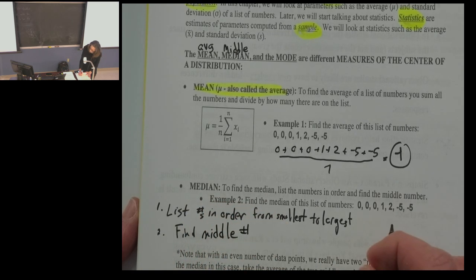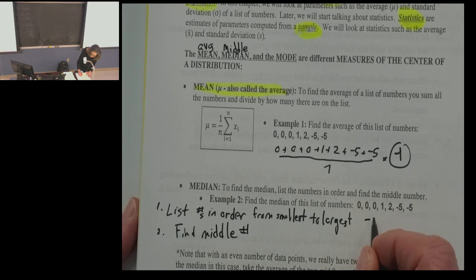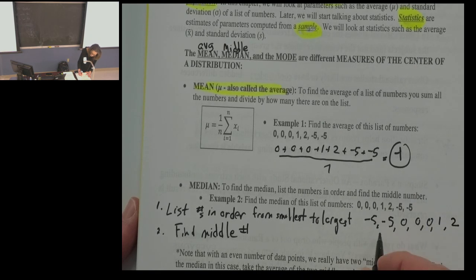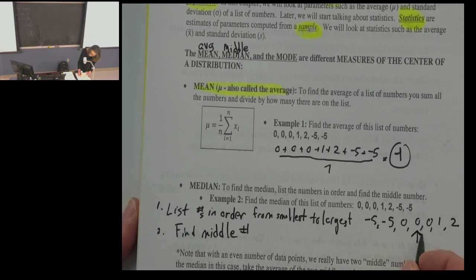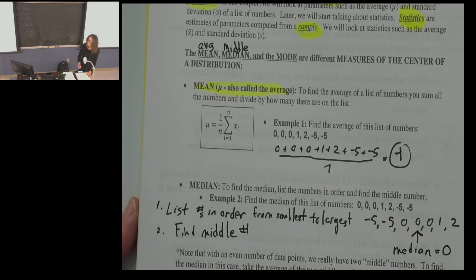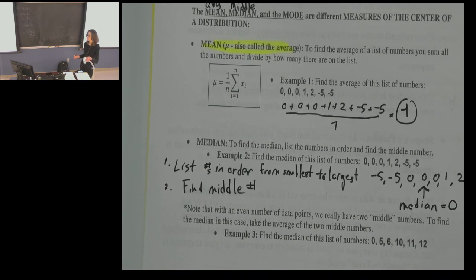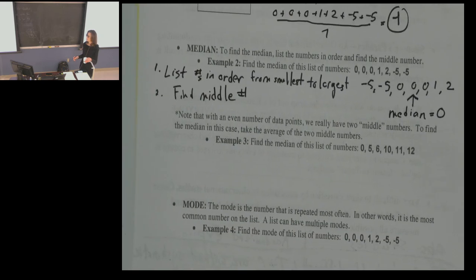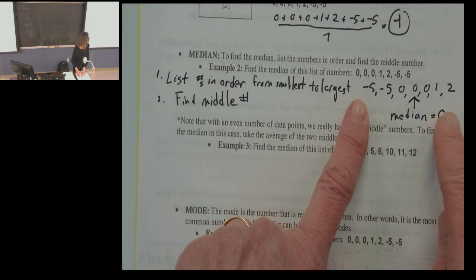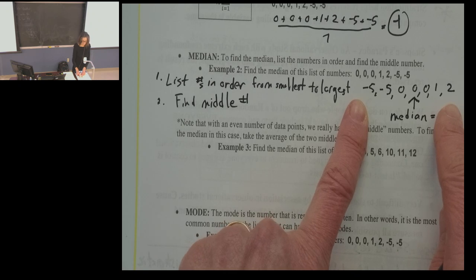So be sure to do that. So you list them from the smallest, that's -5, -5, then the 3 zeros, then the 1, and then the 2. So now the middle number is right here. So the median is equal to 0. Okay, so now there is a middle number if you have an odd number of numbers on the list, there's a middle number.